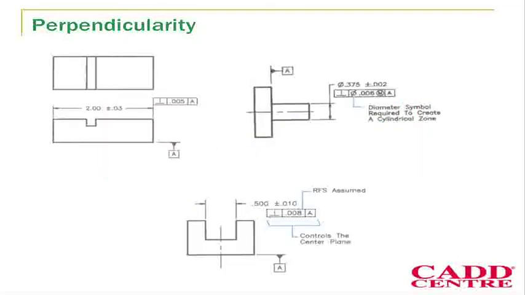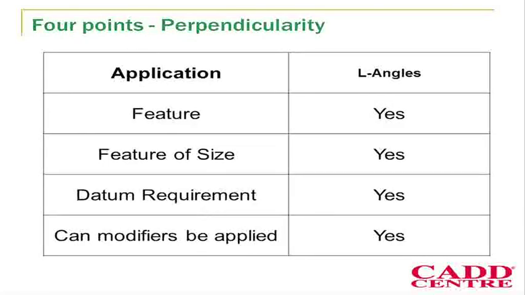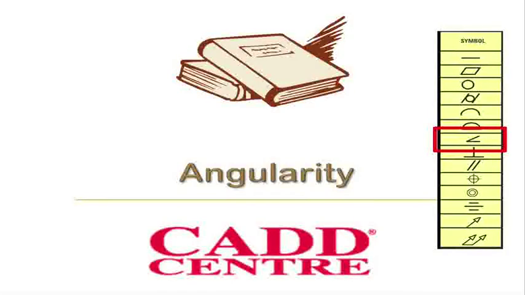From the symbol, you can see the perpendicularity condition can be applied to both the feature and the feature of size. To conclude, the perpendicularity condition can be applied for L angles and brackets. It can be applied to feature as well as feature of size. To represent the perpendicularity condition, we require a datum, and modifiers like tangency, MMC and LMC can be applied to this perpendicularity symbol.